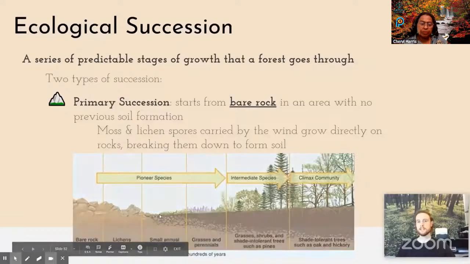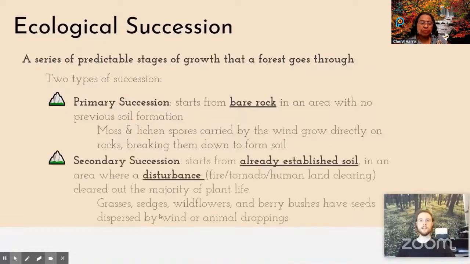In secondary succession, on the other hand, we're starting in an area that already has previously established soil, but the plants in that ecosystem have been cleared away by some sort of large disturbance. So that could be a wildfire, could be a windstorm, or even a human disturbance like clearing an area of land to use for agriculture.